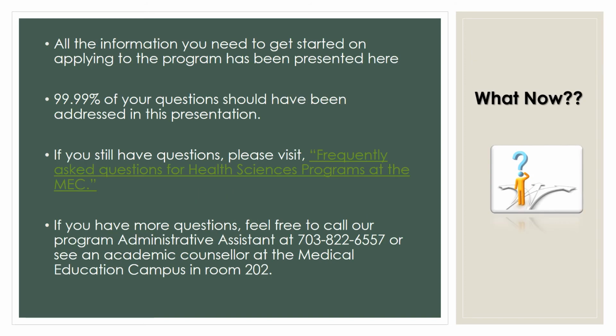All of the information you need to get started on applying for the program has been presented here. 99.99% of your questions should have been addressed in this presentation. If you still have questions, please visit Frequently Asked Questions for Allied Health Programs at the MEC. This is the link. If you have more questions, feel free to call our Program Administrative Assistant at 703-822-6557 or see an academic counselor at the Medical Education Campus in room 202.